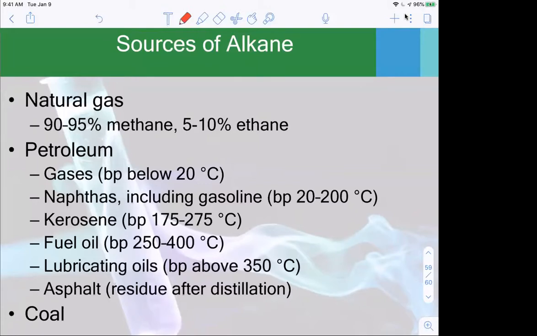Now, sources of alkanes. In terms of natural gas, that's going to be 90 to 95% methane and 5 to 10% ethane. Petroleum, a lot of these will be gases that have a boiling point below 20 degrees. I can have these compounds called naphthas, which include gasoline, which are liquids. I have kerosene, which is like lamp oil. I have fuel oil, lubricating oils, asphalt, which is the residue after distilling. Notice each one of these fractions that we're describing has a larger cut in terms of boiling point. And then I have coal.